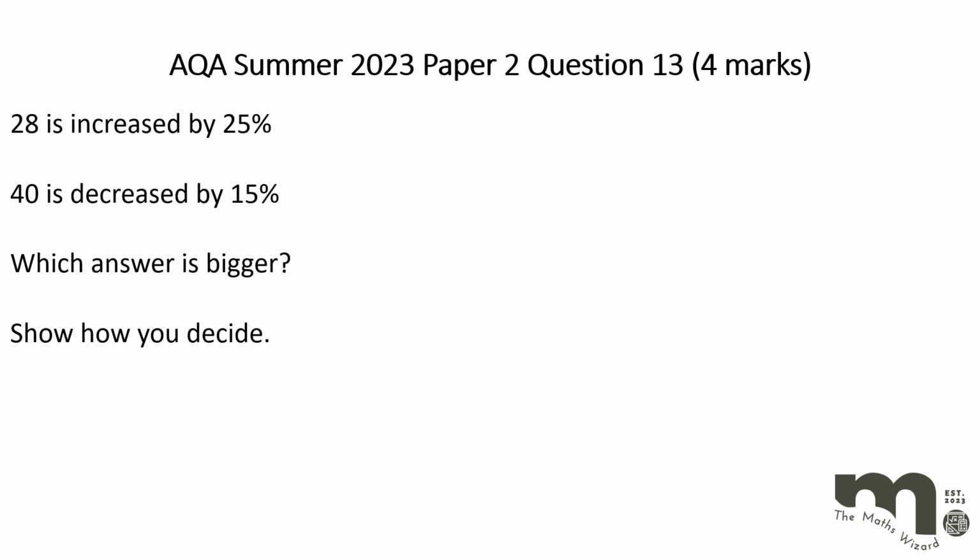This is from the summer 2023 paper 2 and it's worth 4 marks and it is a calculator paper question. So it says 28 is increased by 25%, 40 is decreased by 15%. We want to know which one of those answers is bigger, and you've got to show working out to decide this. So if you pause your video and have a go.